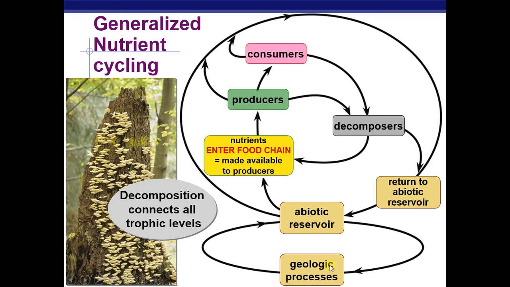And at the same time, that carbon in the soil and the atmosphere is very slowly being cycled with a geological process. So, for example, carbon can be lithified and turned into coal or into oil. All right. And so this happens very slowly, the cycle from the abiotic reservoir to a geological process. But this is a general way we can think of a nutrient cycle.